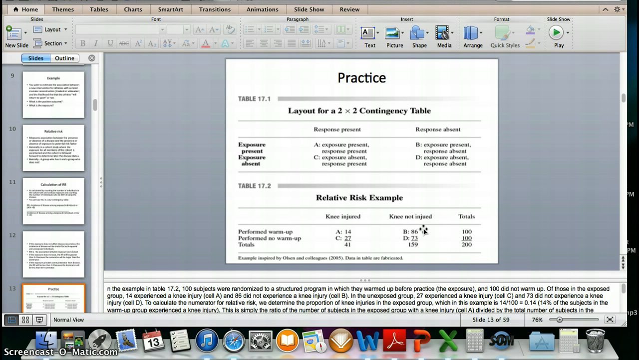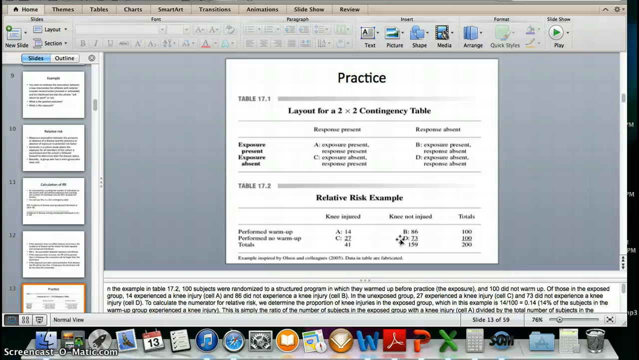In the unexposed group, 27 experienced a knee injury, performed no warm-up, so that is the unexposed group, okay? And 73 did not experience a knee injury. So how would you calculate this?